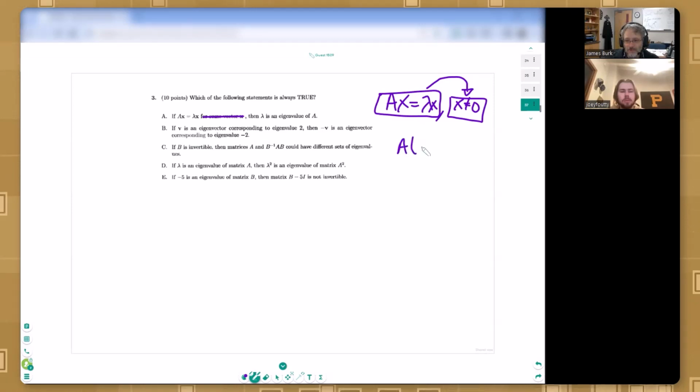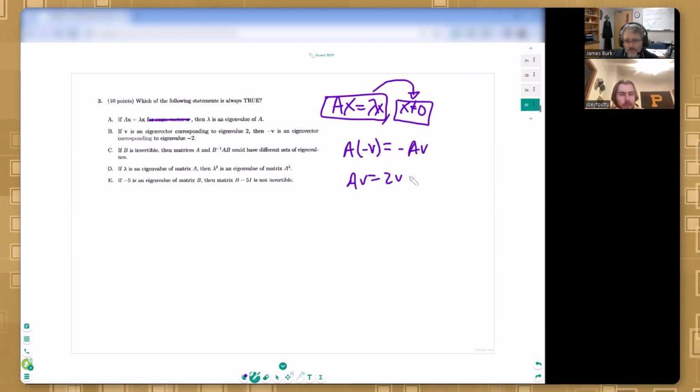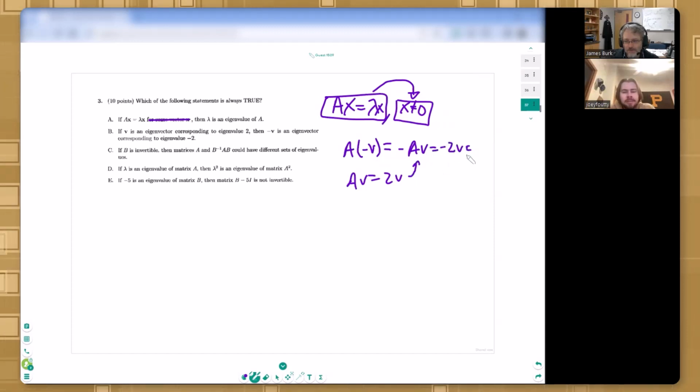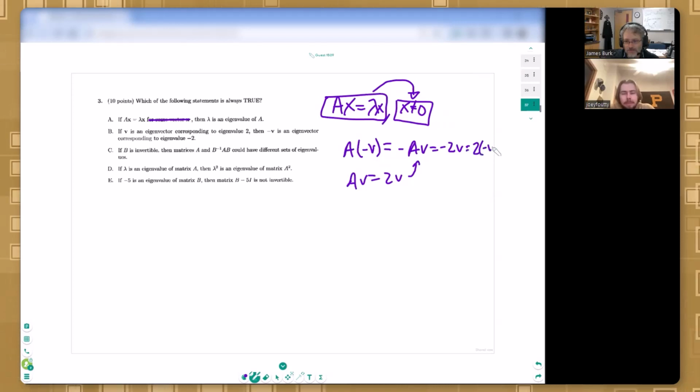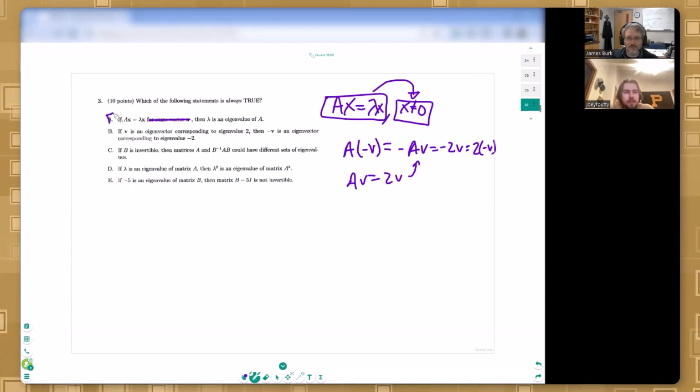And if you were to plug in -v, first off, you do know this. If you plugged in -v, you can pull the negative out, apply this, but you're going to have to take that negative and absorb it back in and capture it with the v, like that. So what does it say then? It's false. So any scaling of an eigenvector is still an eigenvector. You scale it by 1, 2, -1, it doesn't matter. It's still going to be an eigenvector.